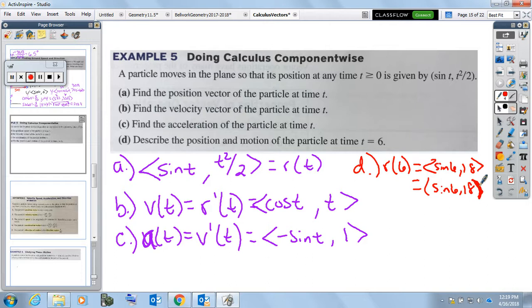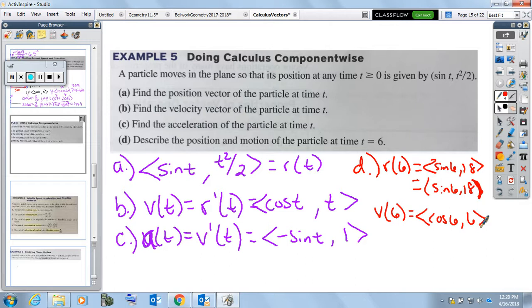Okay, well now what happens with the velocity? Is the velocity positive? Is it negative? Is it going forward, backward? Where is it going when time equals 6? Well, v of 6 in this case is cosine of 6 comma 6. So everything's positive in this case.